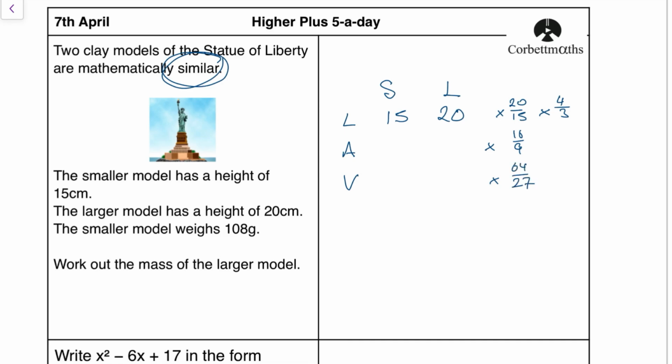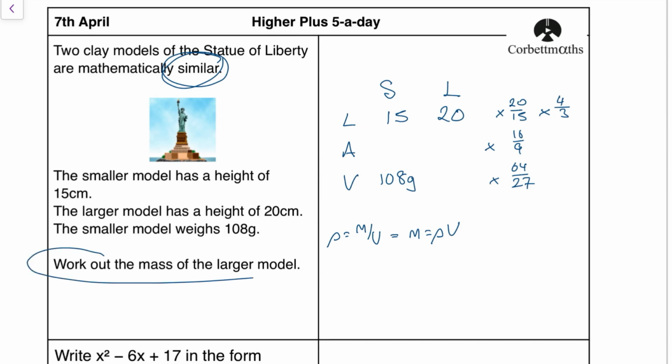Let's read the rest. The larger model has a height of 20, no, I've done that. The smaller model weighs 108. Now, I'm going to need to convince you of this. I've written down a mass for volume, but let's remember that density equals mass over volume, which means that mass is equal to density times volume. In other words, it's just volume times a fixed number. So I can basically substitute mass for volume when I'm doing these calculations.